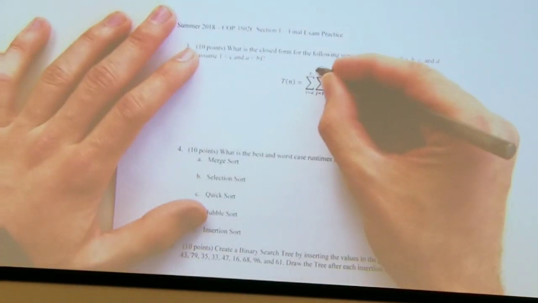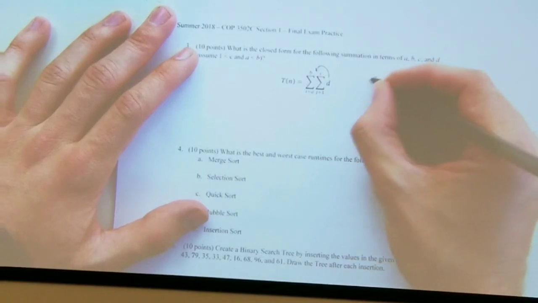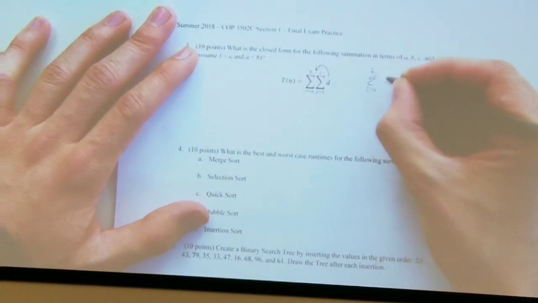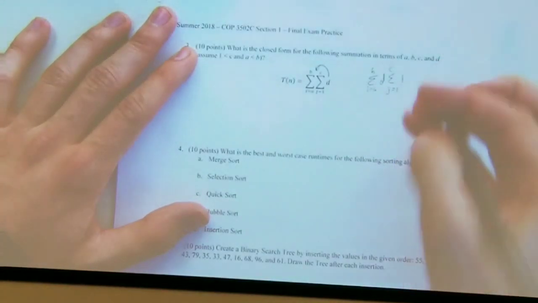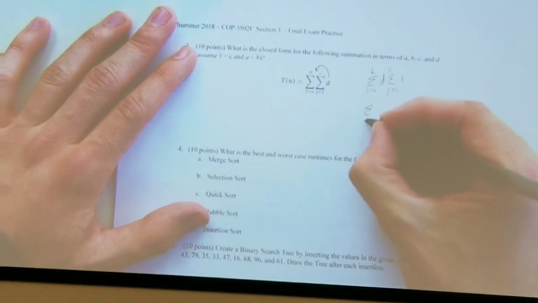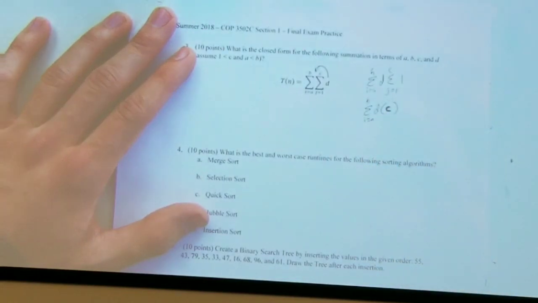All right, so what we do is we take this d, we move it over here, and then we solve this. So it's going to be the sum of i equals a to b of d times the sum of j equals 1 to c of 1. This is a very easy one to solve. This is going to be just the sum of i equals a to b of d times c. C, not whatever that abomination was.